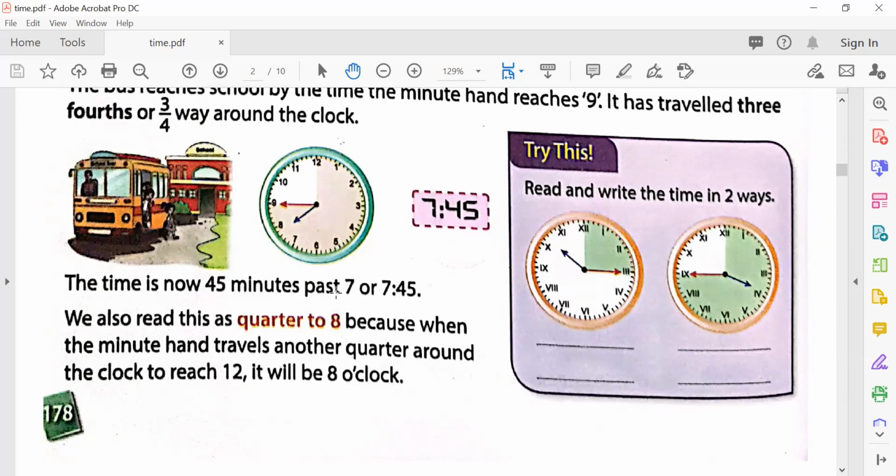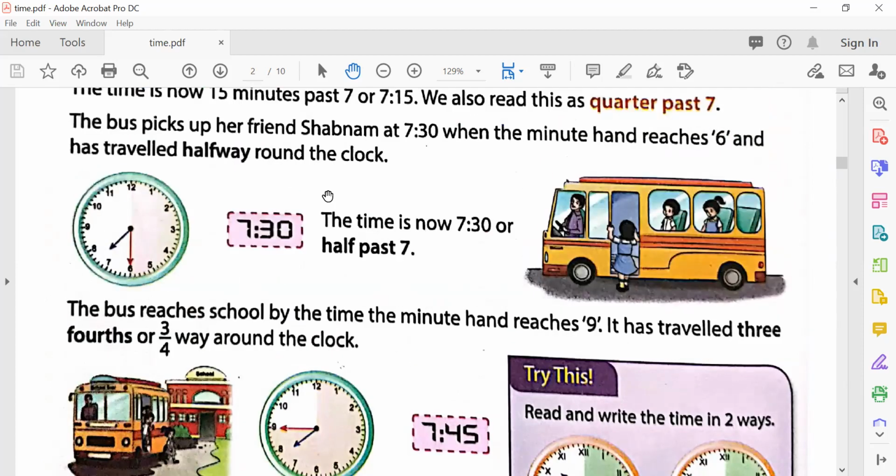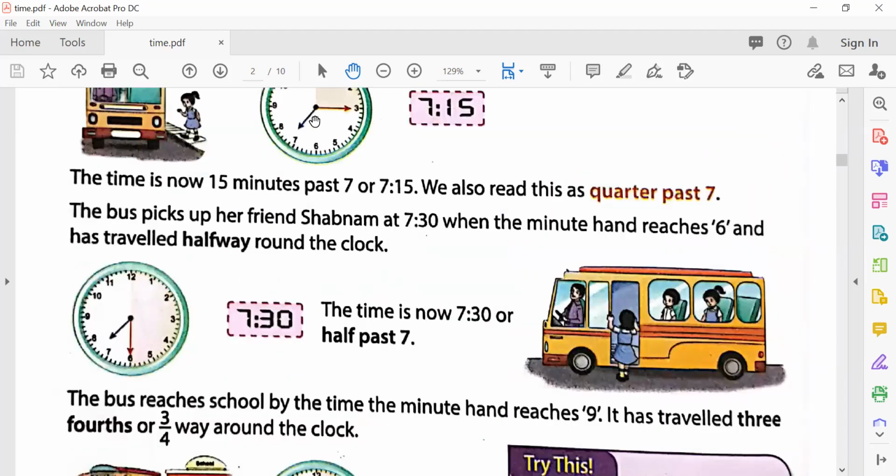Now what's the time? 7:45. 30, 35, 40, 45. So now the time is 7:45. We also read this as quarter to 8. What do we say? Quarter to 8, not quarter to 7. Not quarter past, like what we said here, quarter past 7.